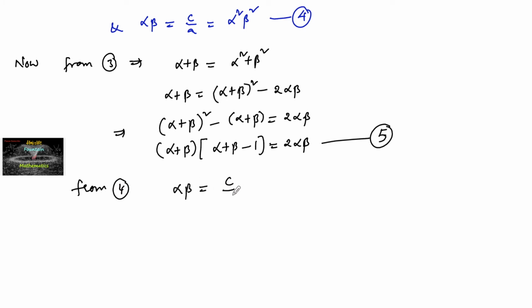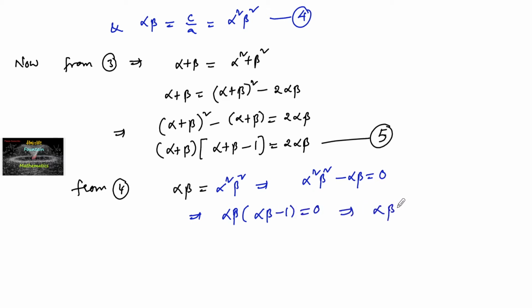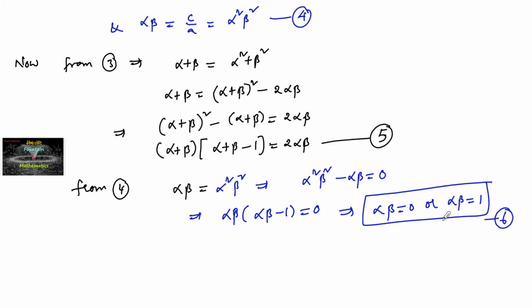alpha beta is equal to c upon a, which is equal to alpha square beta square. Let me consider this: alpha beta is equal to alpha square beta square, whereby we can also write this as alpha square beta square minus alpha beta equals 0. So we can take out common alpha beta. So we can write alpha beta into alpha beta minus 1 equals 0, which implies either alpha beta is equal to 0, or alpha beta is equal to 1. Make these conditions the sixth equation. Now here two conditions we got: alpha beta is equal to 0 or alpha beta is equal to 1.